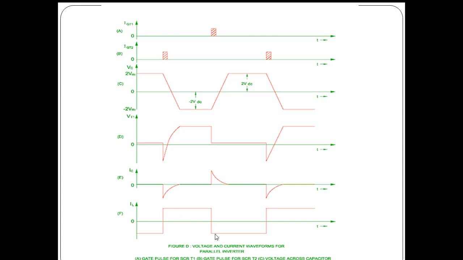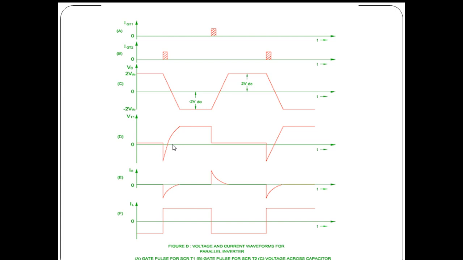So we are getting an almost square wave output, but most loads require a sinusoidal AC input. So that's why we need to send this load current and voltage to a filter circuit. This filter will convert the square wave into a sinusoidal waveform.